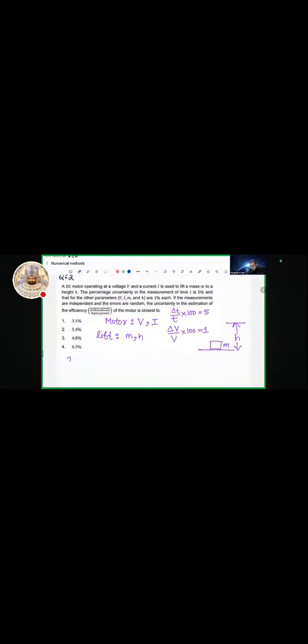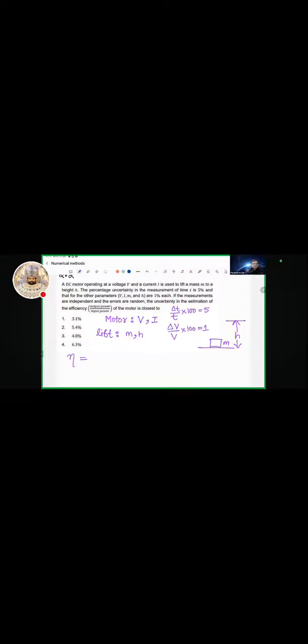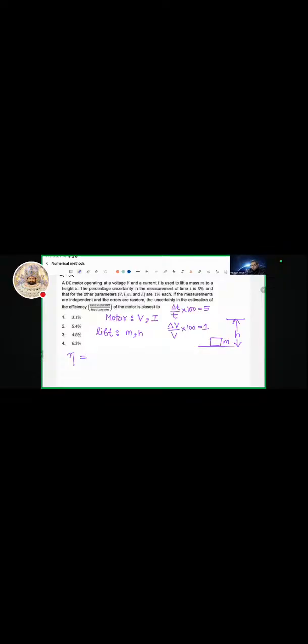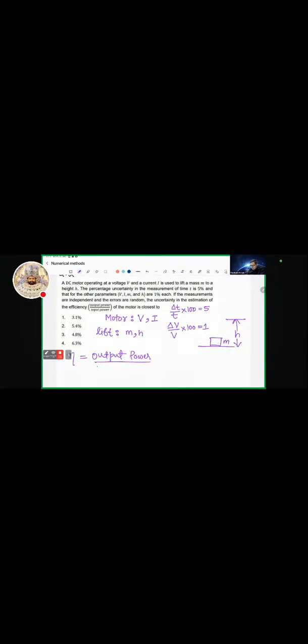So what do we need? Uncertainty. Basically answer options are in percentage, so we need percentage error in efficiency. What is efficiency? Output power by input power. Can anyone tell me what is input power? Motor or mass getting lifted? Motor is an input, right? Motor. So if motor is an input, what is the formula for electrical power?